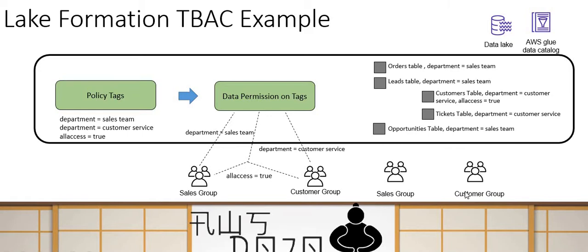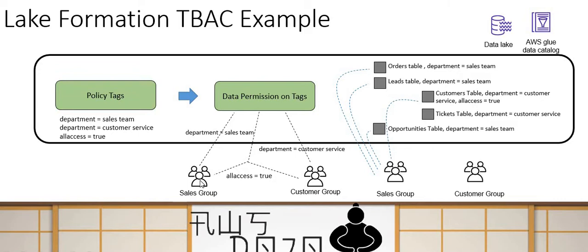So for instance, in this example, your sales group will automatically get access to the orders table, leads table, customers table, and opportunities table, because three of them have department equal to sales team as the policy tag, and for that the sales group has access, and the customers table has all access equal to true as a policy tag, and for that also the sales group has access.